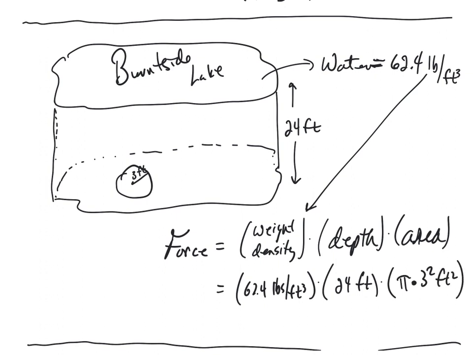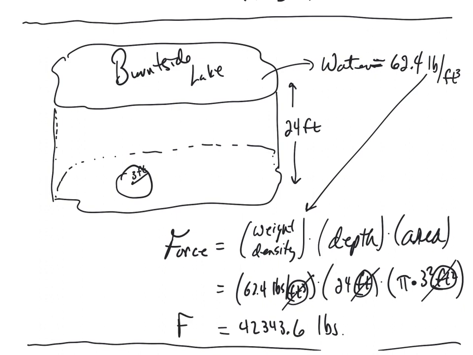So again, just as we had on the previous problem, the cubic feet in the denominator of the weight density is going to cancel with the feet and feet squared from the depth and area. So all we'll be left with then is pounds of force. And when I do the multiplication for everybody, 62.4 times 24 times pi times 3 squared gives us 42,343.6 pounds of force. Okay?